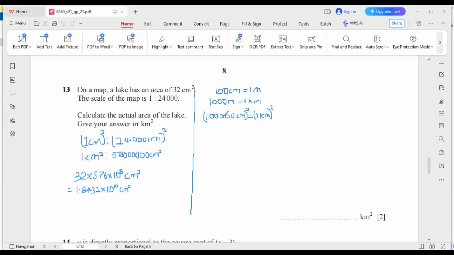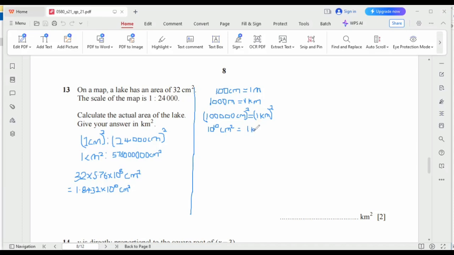So when we square this, I'm not going to write everything out. Do this with your calculator. The answer here will be 10 to the power of 10, or basically 1 times 10 to the power of 10. So this will be 10 to the power of 10 cm squared, which gives you 1 kilometer squared.